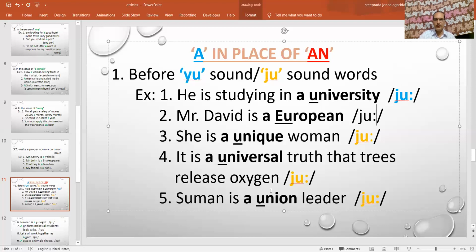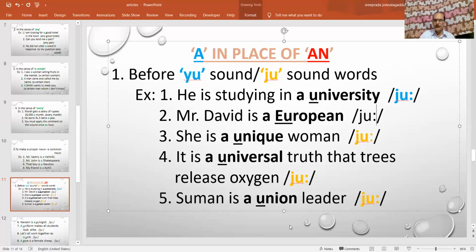Before this one also we have to use a, because here the word university is not beginning with a vowel sound, it is beginning with a consonant sound, that is ya. This J represents yeah, and this is followed by the long vowel sound U. That's why it is called a university. Here also a European, a unique, a universal, a universal truth.